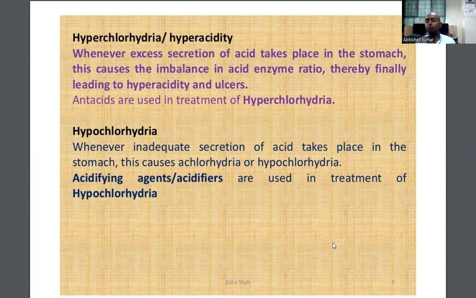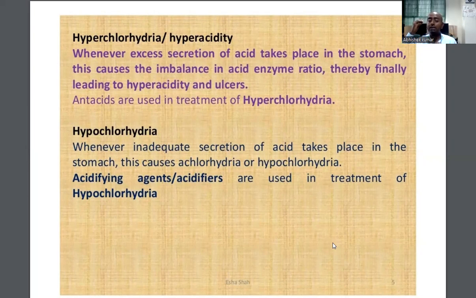Whenever inadequate secretion of acid takes place in the stomach, this causes hypochlorhydria. Acidifying agents and acidifiers are used to treat hypochlorhydria. So for treating hyperacidity, we use antacids, and for hypochlorhydria, we use acidifying agents and acidifiers. They are used to increase the acidity level of the GIT, because in hypochlorhydria the acid concentration in the GIT decreases and we need some extra acid.